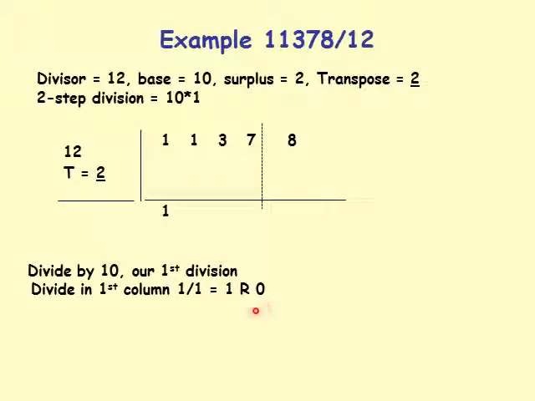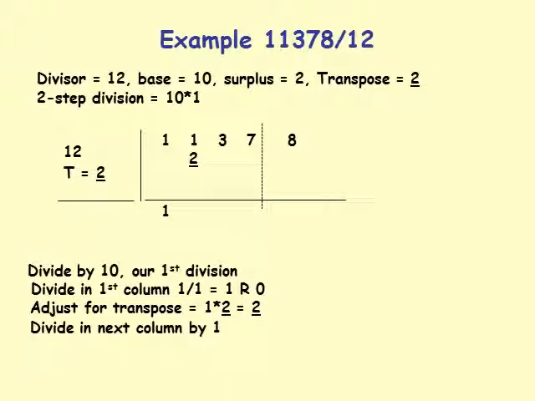So 1, and the remainder is 0. The adjustment in the next column is 1 times negative 2, which is negative 2. So we have an adjustment of negative 2 in the next column. Now in this column here I have 1 minus 2, which is negative 1. So we would divide in the next column by 1, and we would get negative 1. So we get negative 1 here now.